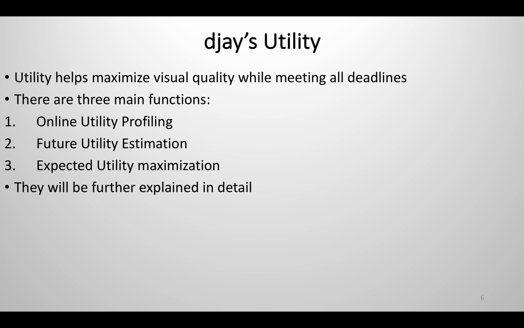Now, dJay's utility. Utility helps maximize visual quality while meeting all the deadlines. There are three main functions: online utility profiling, future utility estimation, and expected utility maximization. dJay collects utility measurements from live sessions and a utility profile per application. A regression model is constructed. After the regression model is constructed, dJay actively monitors each session to determine whether a session's utility will change in the near term. In expected utility maximization, dJay dynamically adjusts visual quality settings to deliver the best possible aggregate quality. These will be further explained in detail.